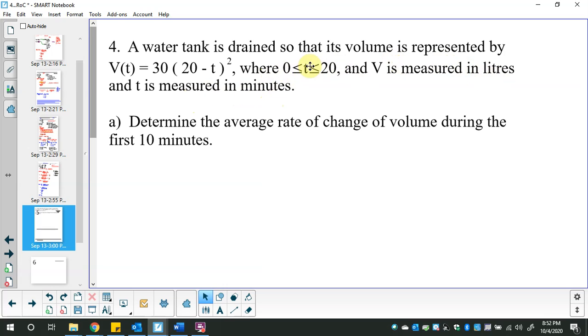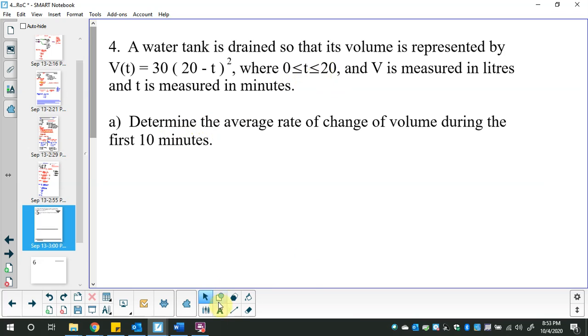Now, why is the formula only good for this? Well, first of all, the 0, you can't have negative time, so it's got to start at 0. And if you look at the formula, if you put 20 into this bracket, it'll be 20 minus 20. 20 minus 20 is 0. Squared is still 0. Times 30 is still 0. What that means is that the tank is empty because it is being drained. So that's why the formula has this. Most of the time you can ignore this, and sometimes you can't. So it's best to at least notice that it's there and think about why it's there.